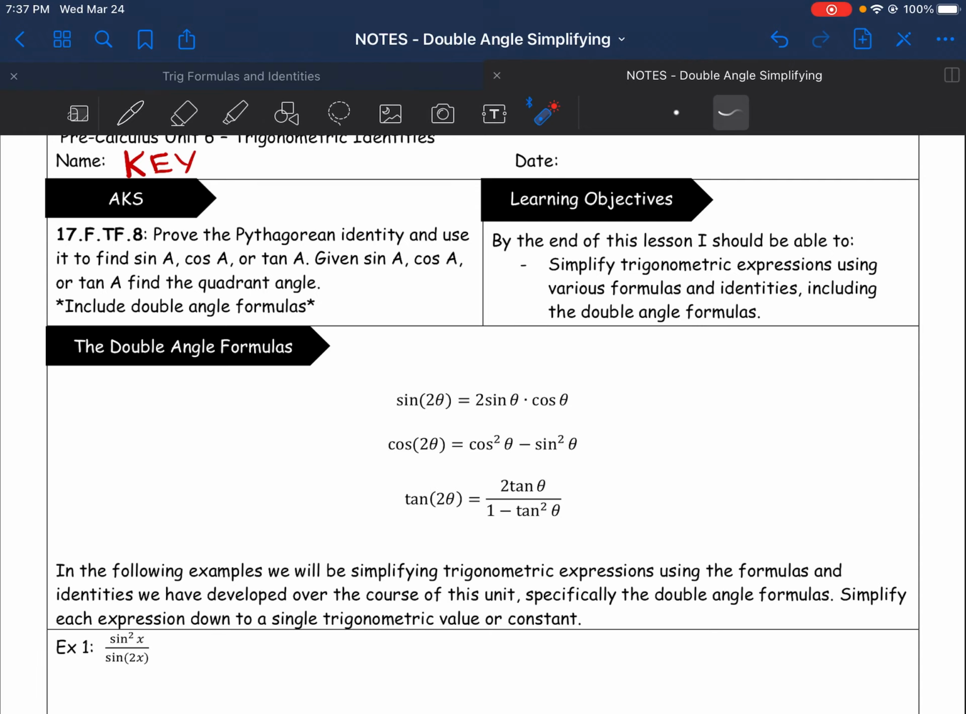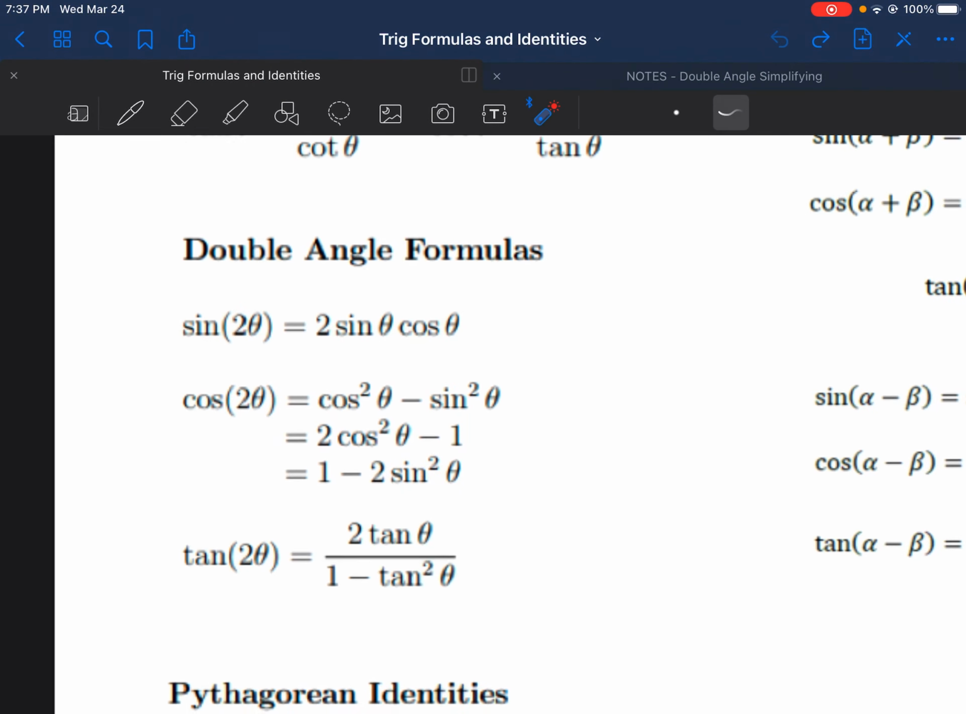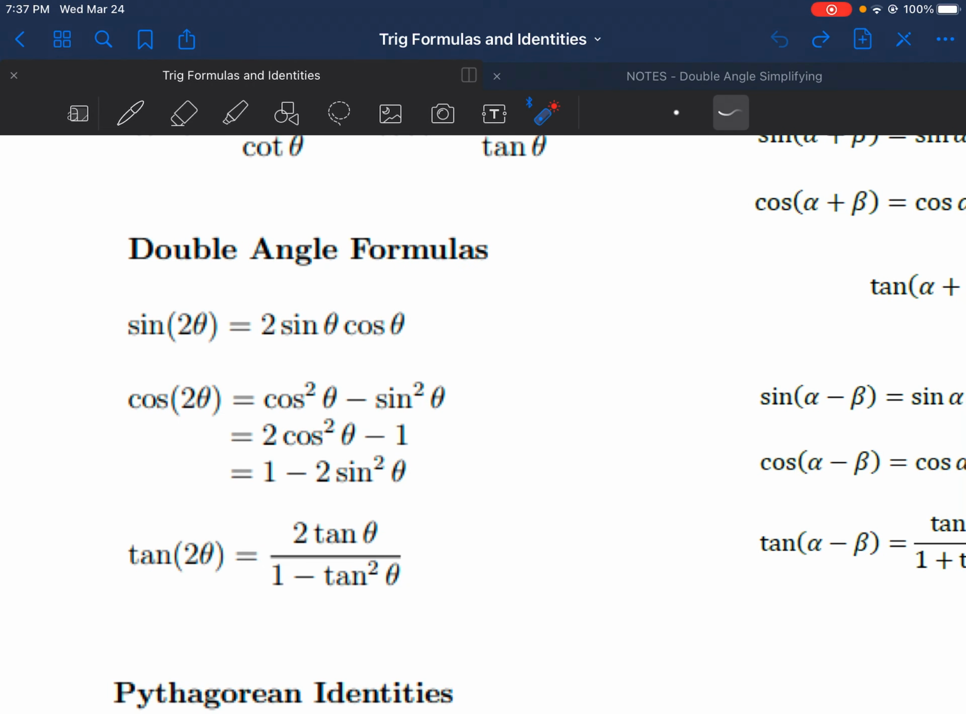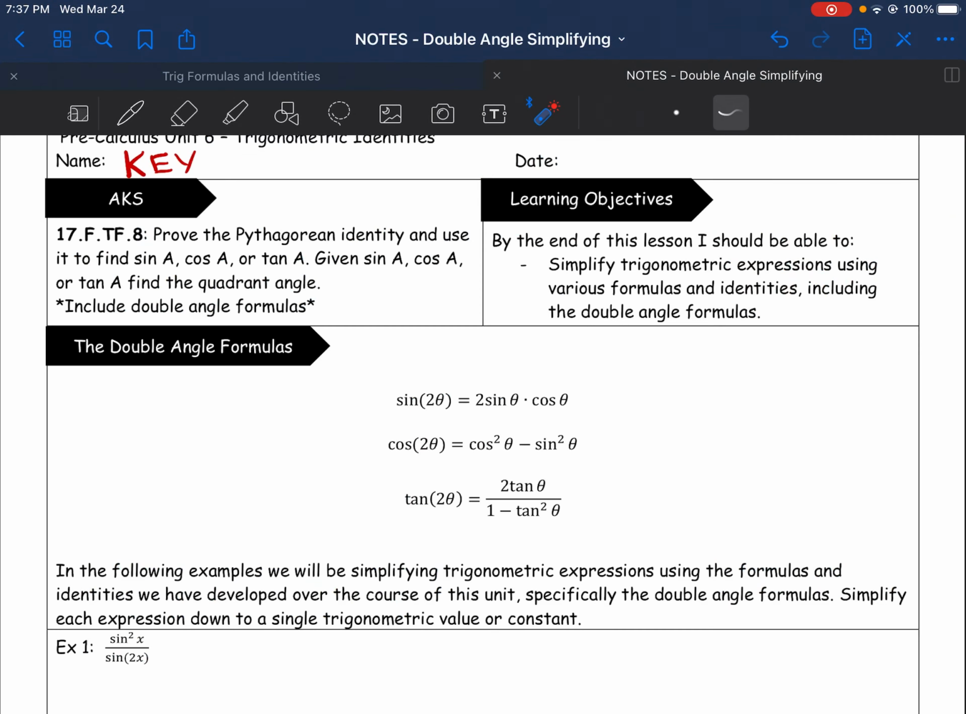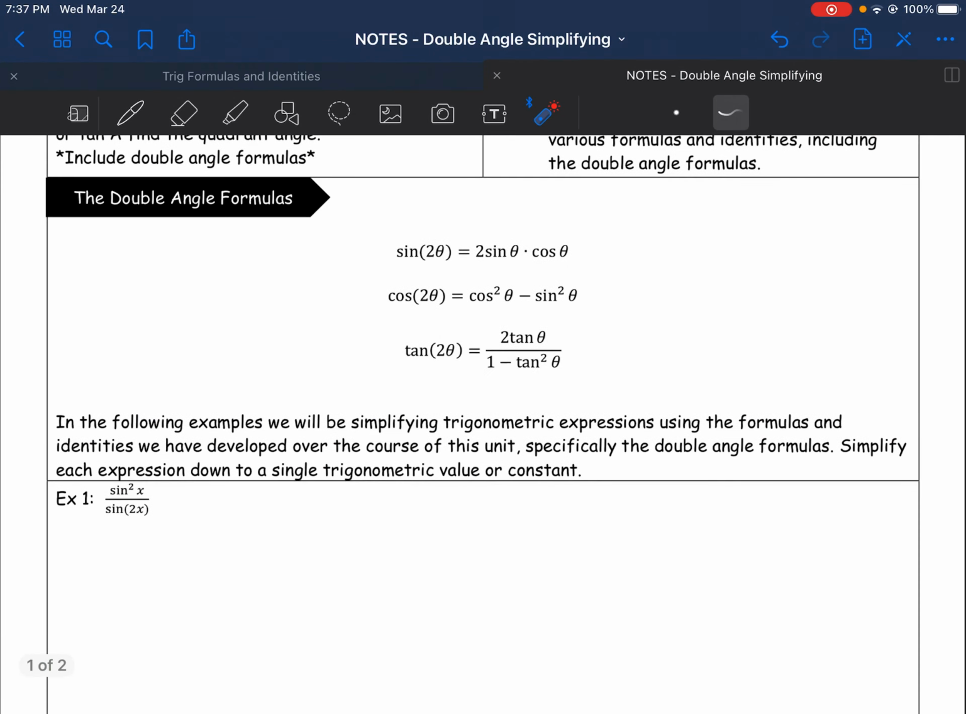Now, one thing that's not here on this formula sheet is the fact that cosine of 2 theta actually has two other variants. Not only do we have cosine squared minus sine squared, but cosine of 2 theta can also be 2 cosine squared theta minus 1, or 1 minus 2 sine squared theta. And I'll actually be making use of these, or at least this one here in the middle, in this video. So let's go and see some examples.